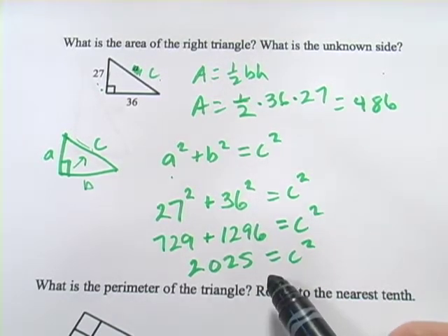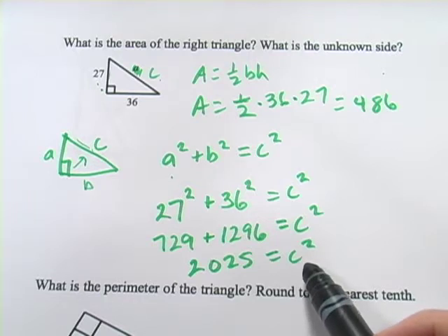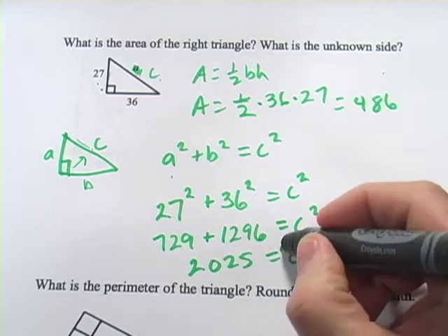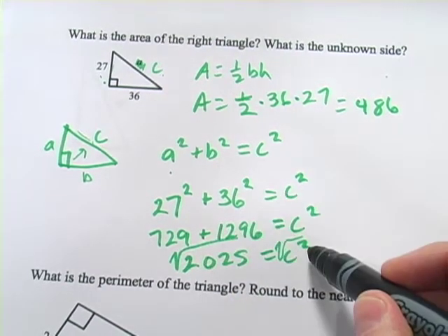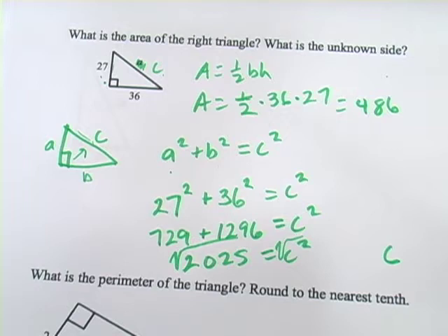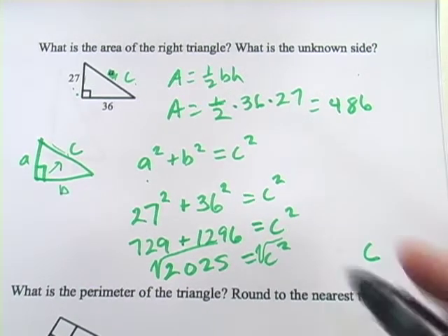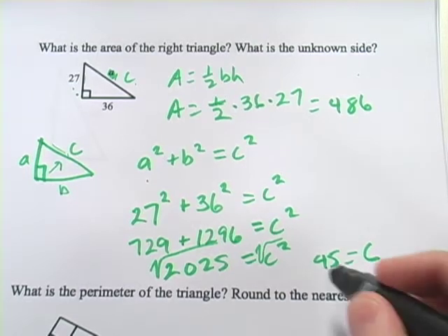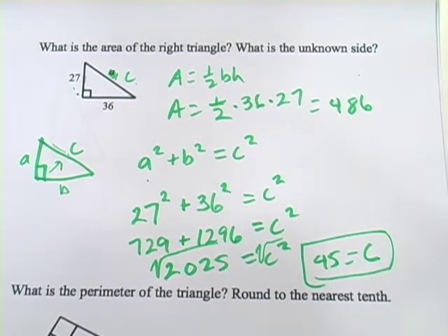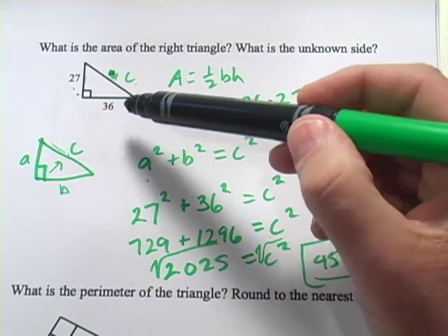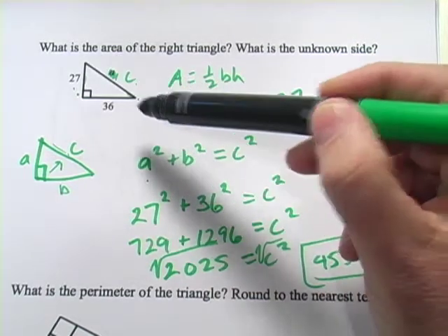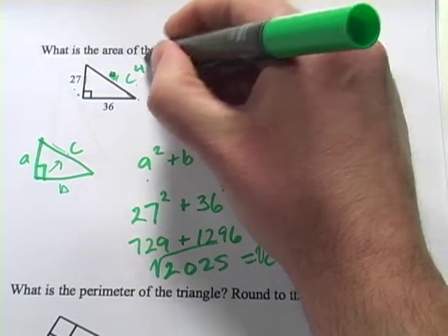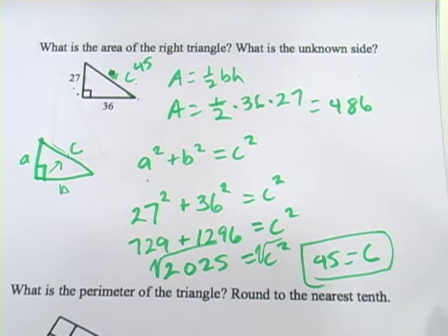But I'm not done. This is what C squared equals. So after I add these together, what I have to do is take the square root. It's like I'm taking the square root of both sides. If I take the square root of C squared, I get C. If I take the square root of 2,025, I actually get 45. And C equals 45. And if I look back up at my picture here, that makes sense because the hypotenuse is supposed to be the longest side. And I've got sides of 27, 36, and now 45. So that looks pretty good.